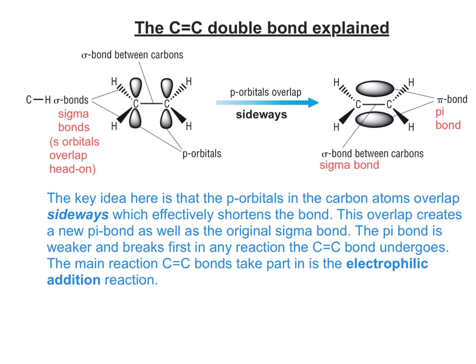So I've added a couple of annotations to the diagram to help explain a little bit what that means. So number one, make sure that you say that the p orbitals overlap sideways. You can draw it like this to get your full 2 marks. And the sigma bond is created when s orbitals overlap head-on.